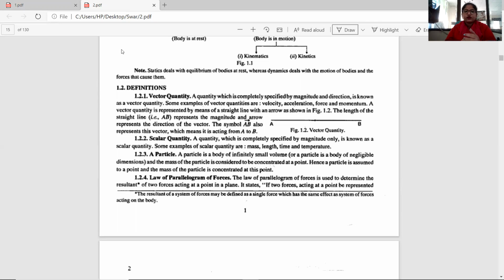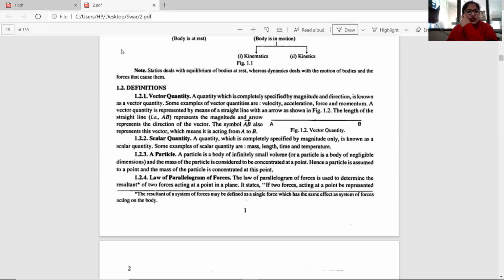So, what is a scalar quantity now? A scalar quantity is completely specified by only magnitude. There is no direction. We don't talk about any direction in a scalar quantity. This is the main difference between a vector quantity and a scalar quantity. In a vector quantity, we talk about both magnitude and direction, but in a scalar quantity we talk only about magnitude.